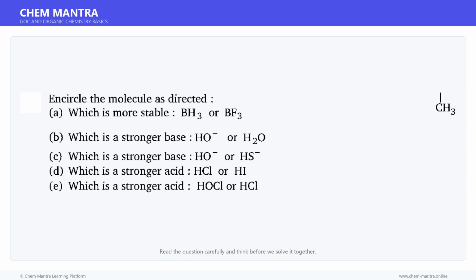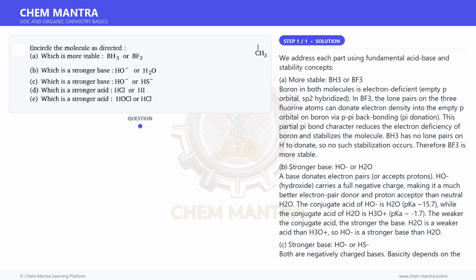Here is a matching type question on general organic chemistry. Study the items in both columns carefully. Try to work out the matching before we solve it together. Let us now begin solving this step by step. We address each part using fundamental acid-base and stability concepts.